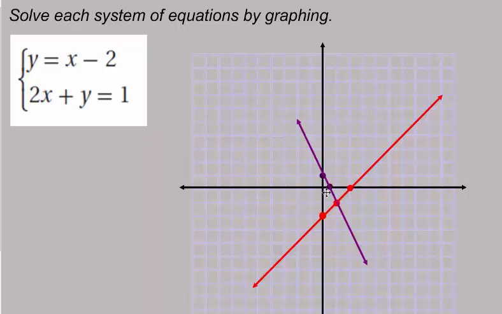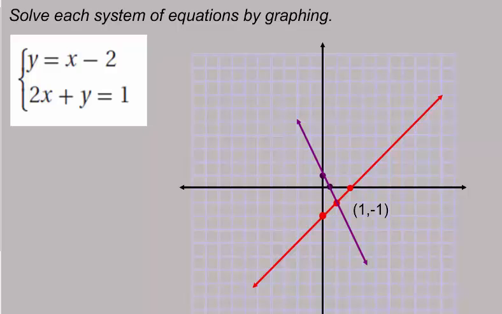So when I graph this, I got my x-intercept of 1/2, my y-intercept of 1, create my line, and I see that it crosses here at 1, -1. So again, I could go through and check my work. 1 minus 2 is -1. 2 times 1 minus 1 is also 1. So I know that that solution works in this case.